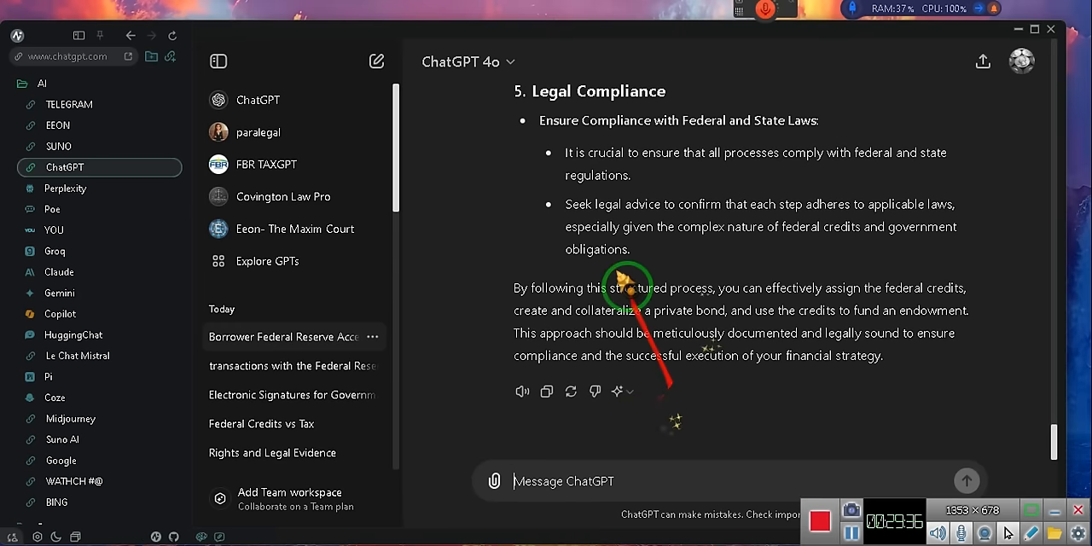Anyway, ladies and gentlemen, by following this structured process, you can effectively assign your federal credits, create and collateralize your private bond, and use the credits to fund an endowment. This approach should be meticulously documented and legally sound to ensure compliance and the successful execution of your financial strategy. Wait, hold on. We're going to give y'all one more thing. Hold on now.